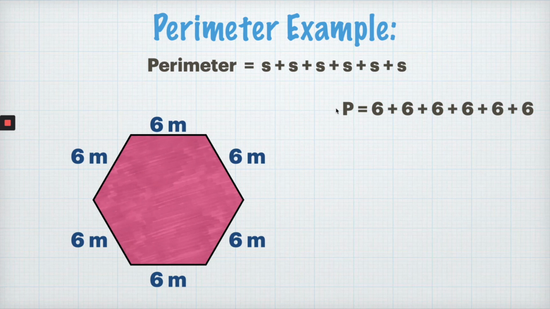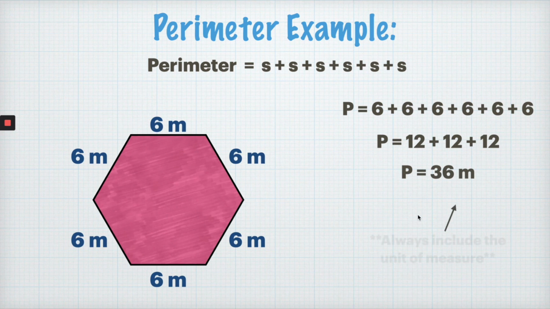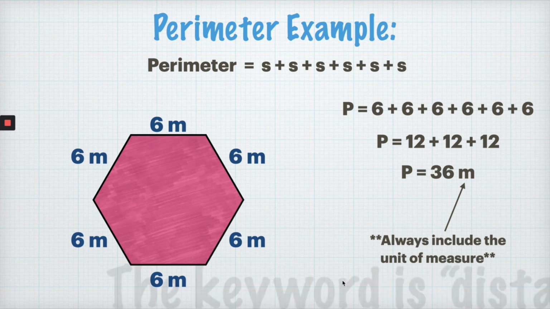Now, we have the perimeter equals 6 plus 6 plus 6 plus 6 plus 6 plus 6. We add these two 6s, we're going to get 12 plus 12 plus 12, and then we're going to get 36 meters. Again, always include the unit of measure, and that's how we would do that hexagon. Now, not all hexagons are going to have the same length or congruent sides, so just keep that in mind.